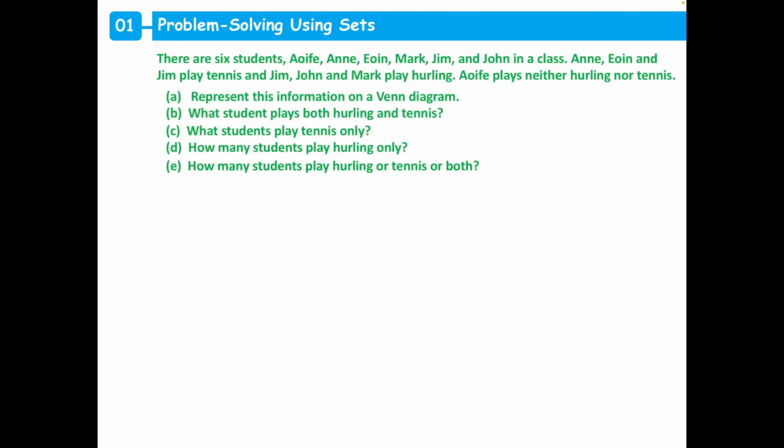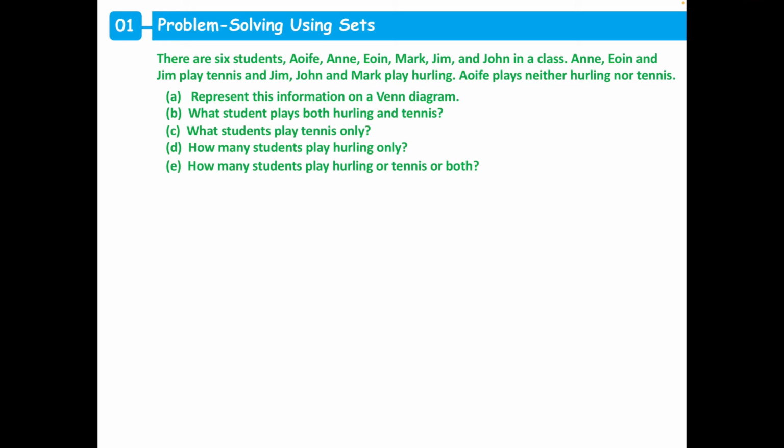Let's look at another example. There are 6 students: Eva, Anne, Owen, Mark, Jim and John. Anne, Owen and Jim play tennis. Jim, John and Mark play hurling. Eva plays neither. In question A, we're asked to represent this information on a Venn diagram.